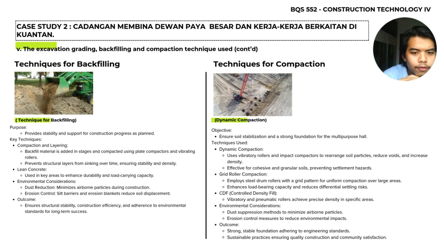So the objective of the technique for compaction is to ensure soil stabilization and a strong foundation for the multi-purpose hall as related to the case study. And the techniques used, as you can see, are in a list. For the first one, we have dynamic compaction, which uses vibratory rollers and impact compactors to rearrange soil particles, reduce voids, and increase density. It is effective for cohesive and granular soils to prevent settlement hazards.